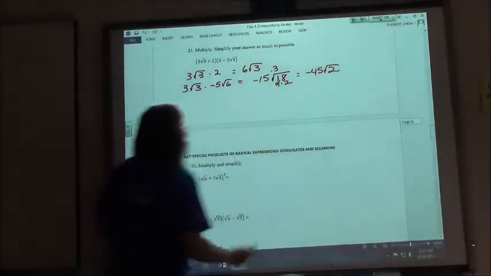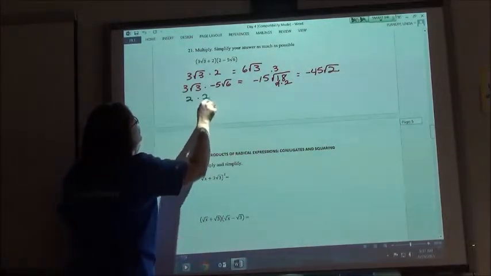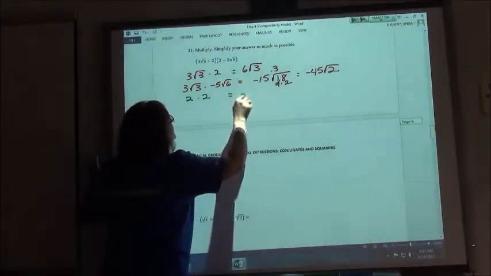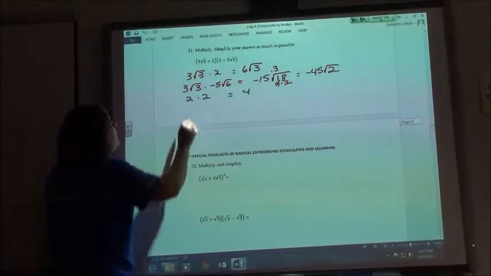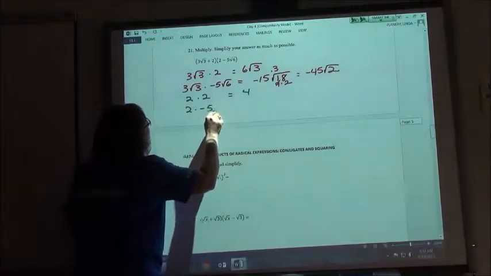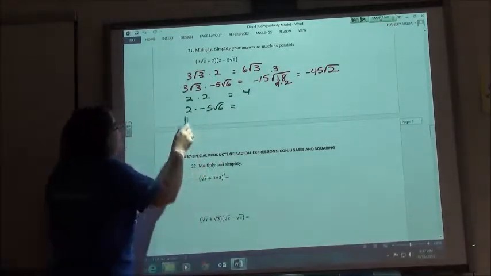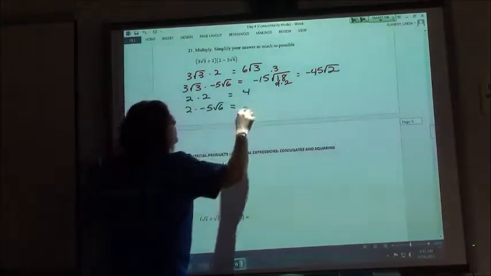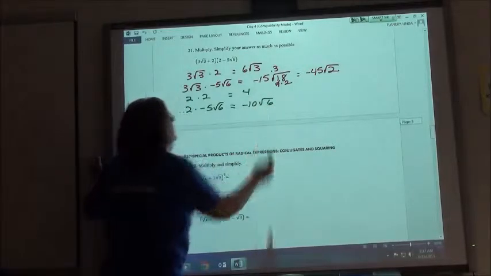Then I'm going to take my 2 times my 2 on the inside, which just is a nice number 4. And then I have to take the 2 times the negative 5 square root of 6, which again I'm just multiplying the front numbers, so negative 10 square root of 6.